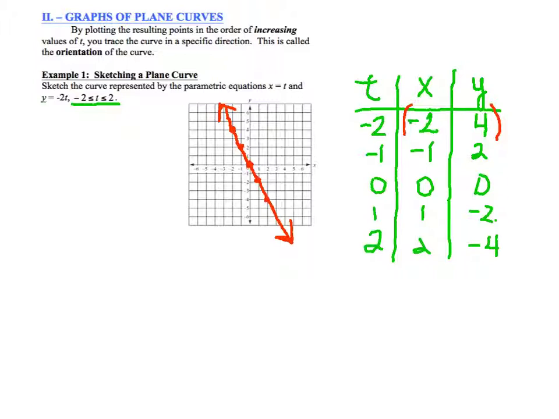And now you're almost done, but what you have to do is show your t, you have to show the orientation of your points. So we have to draw what order our points are going in. So our t values are actually getting bigger as you go along this direction of your graph. So you draw a couple more arrows in here, and that just shows the direction of your t values. So that is how you sketch a plane curve.